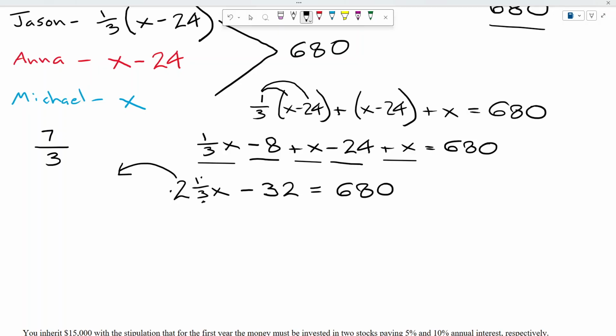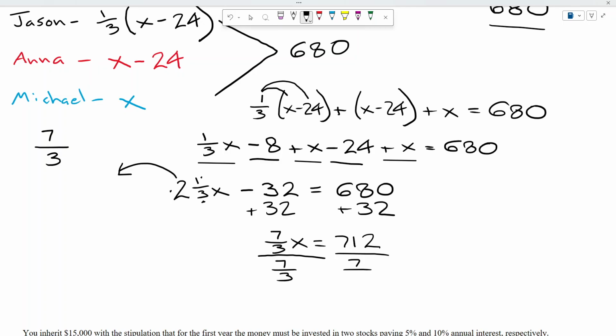I just prefer to have it like that, just make it a little easier for putting it into the calculator when we have to divide out coming up here. So we'll have, let's add the 32 over. Okay, so 680 plus 32, so that's 712. And this is equal to 7/3 x, and then we just divide by 7/3 on both sides.